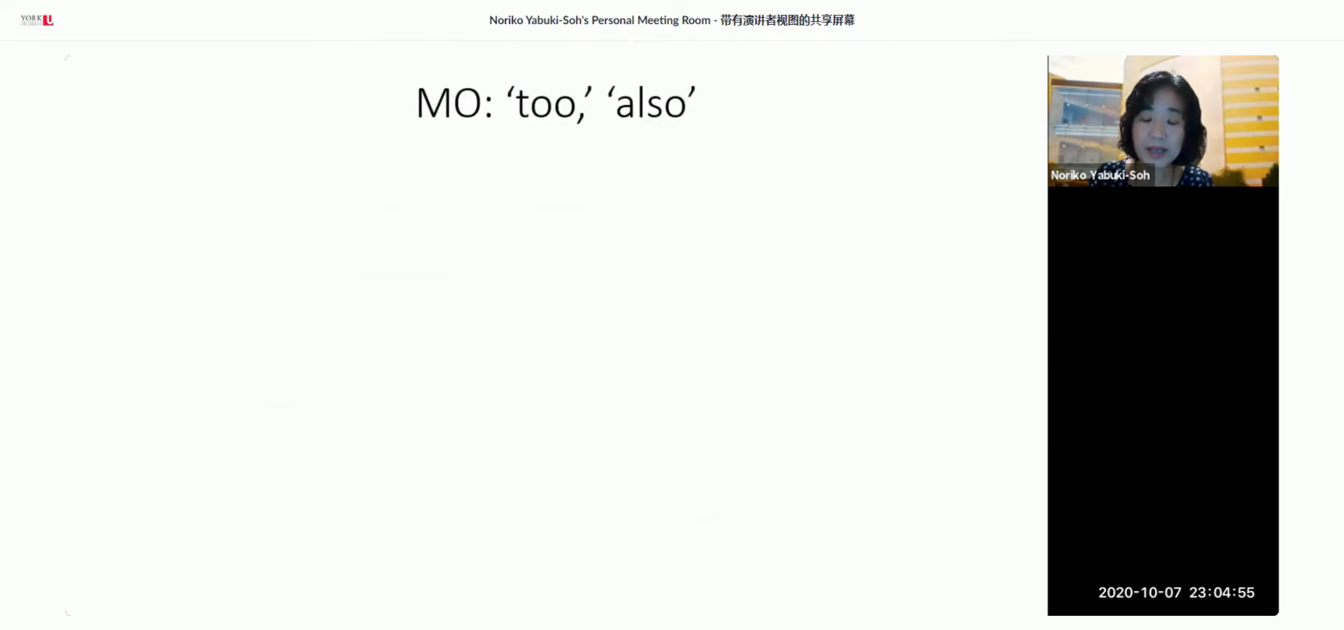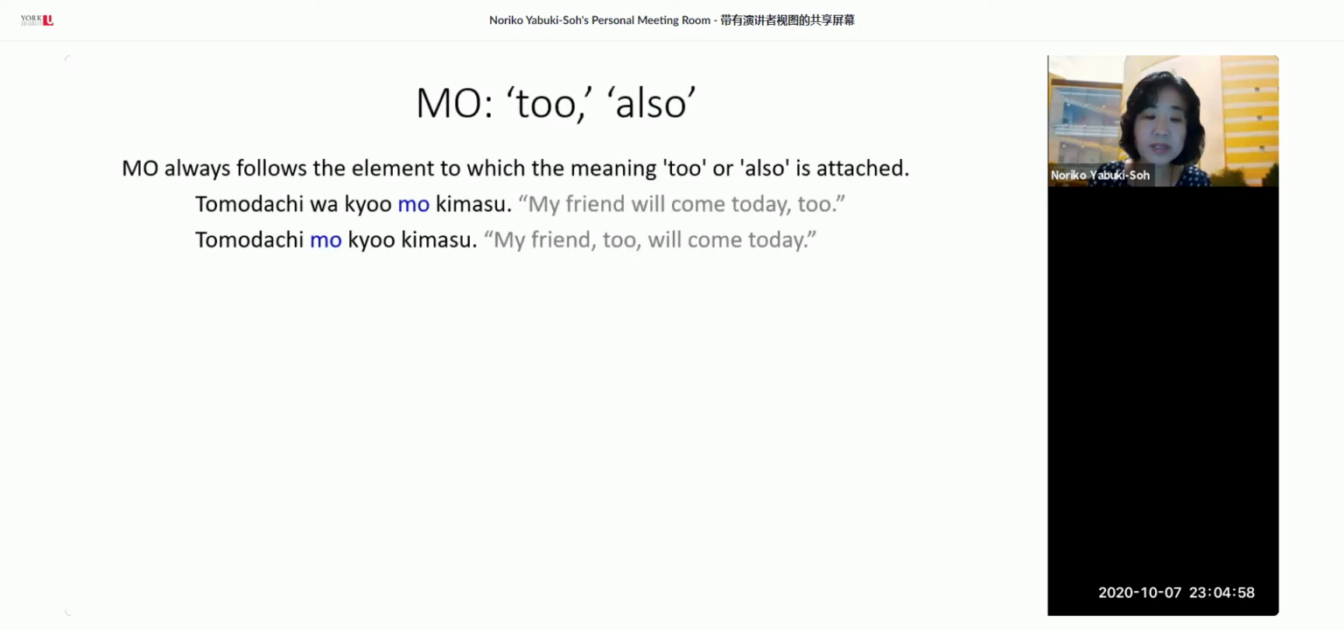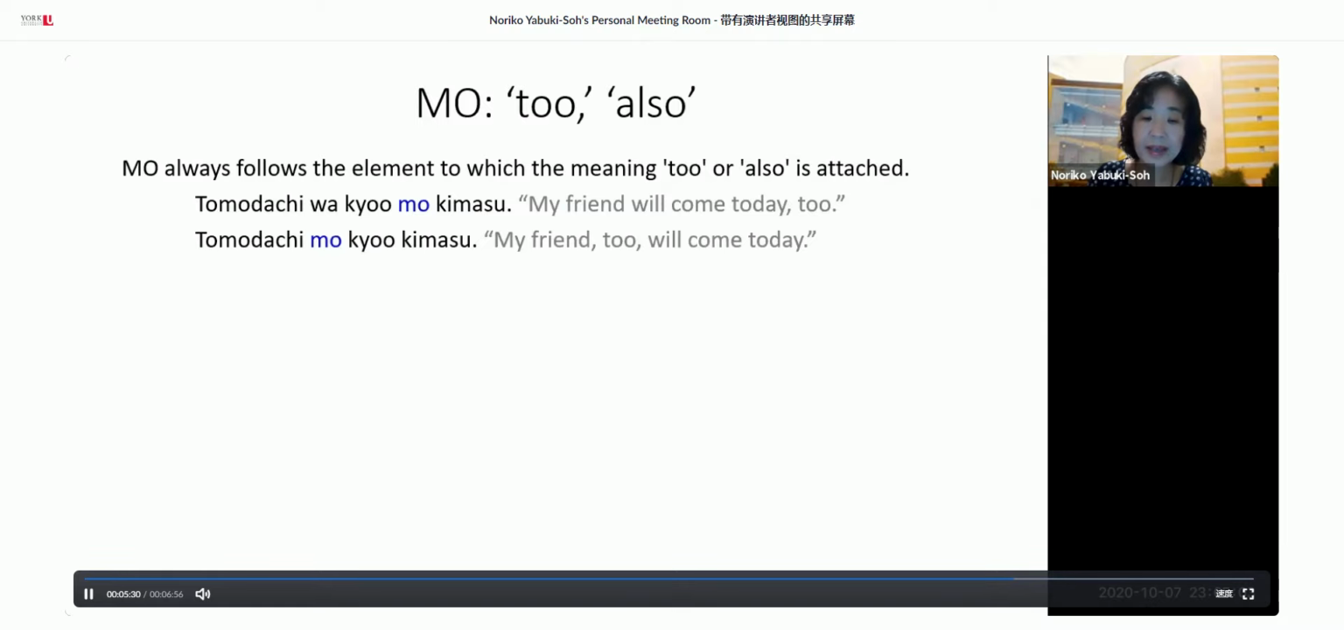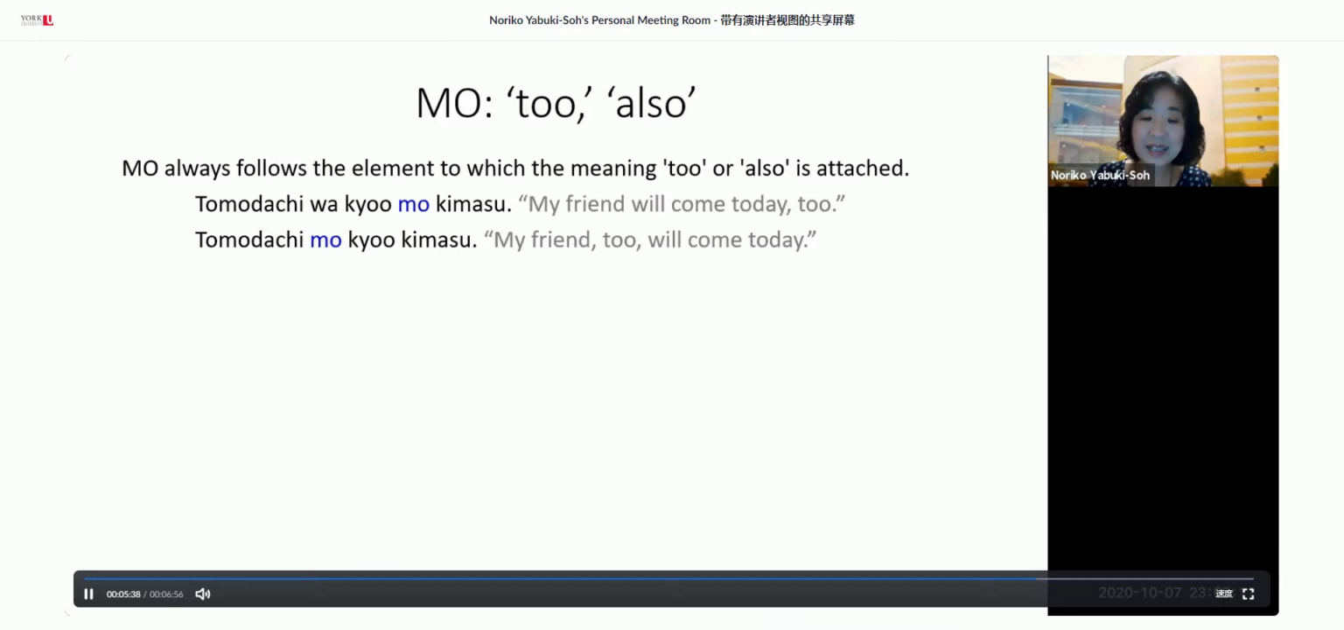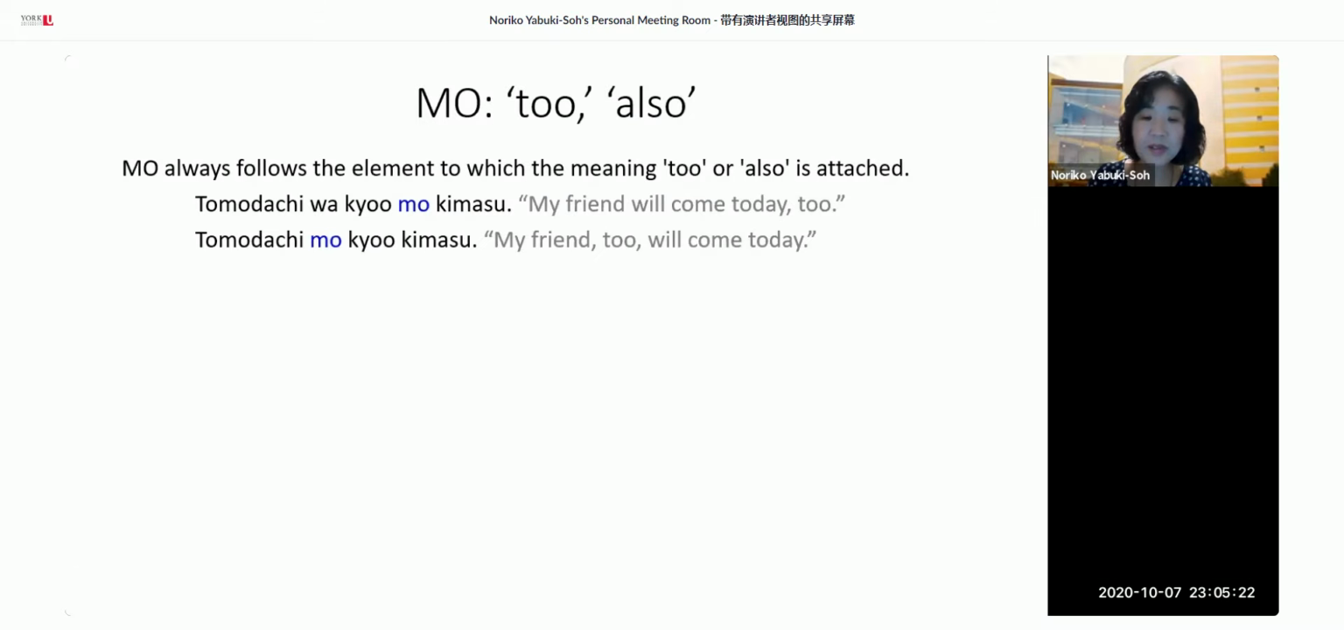Another thing about も is, も always follows the element to which the meaning too or also is added. In the sentence like 友達は今日も来ます, 今日, today, is clearly marked. In 友達も今日来ます, 友達, my friend, is clearly marked. And there is no ambiguity. While in English, if you say, my friend is coming today too, it is not clear which element, my friend or today, is referred to.